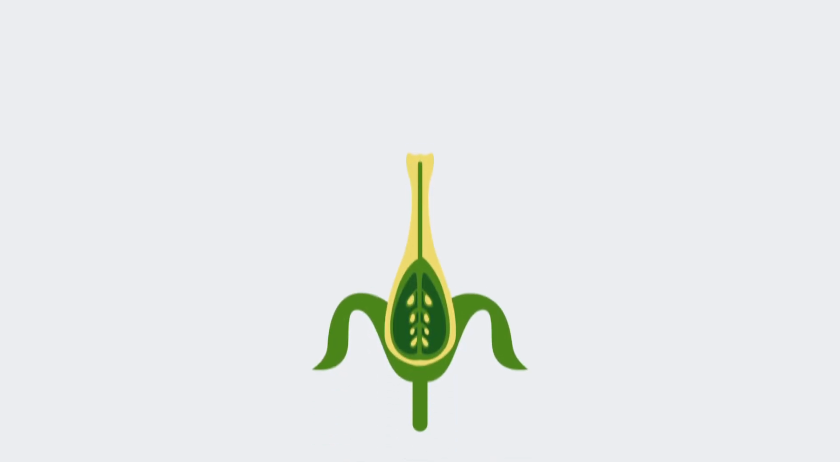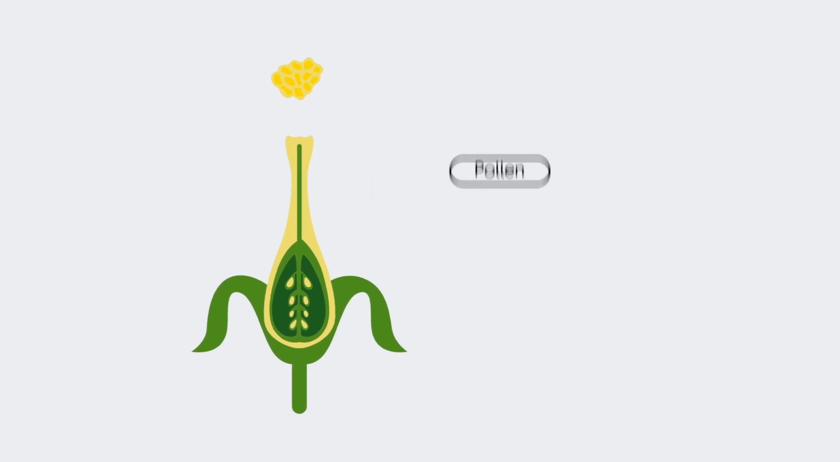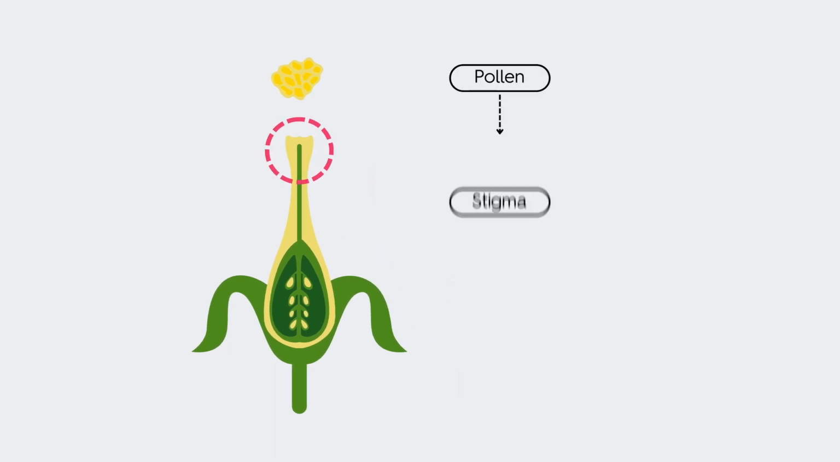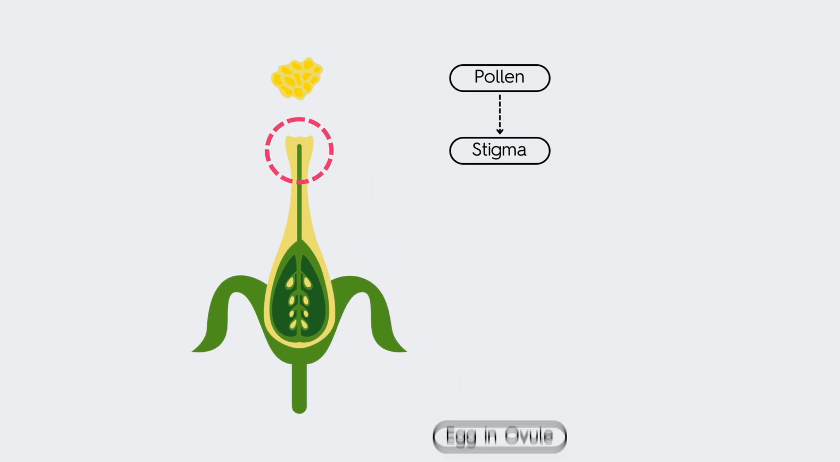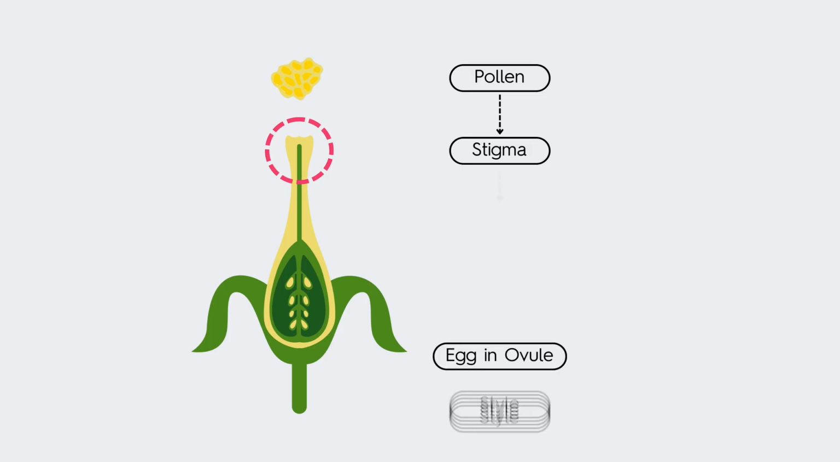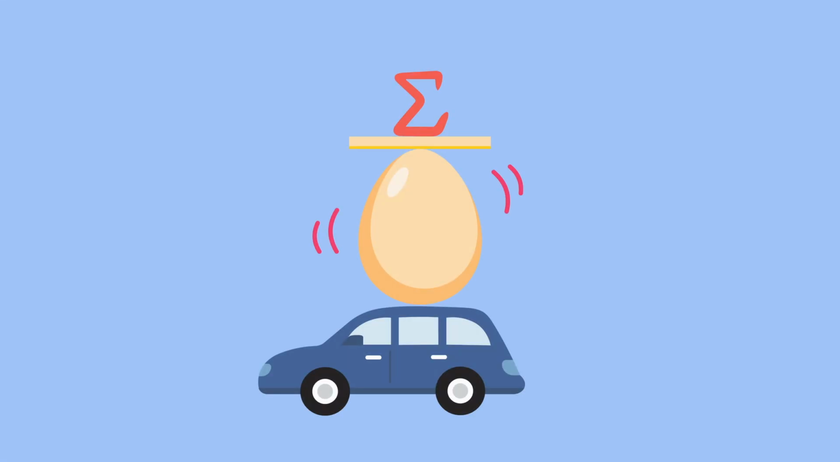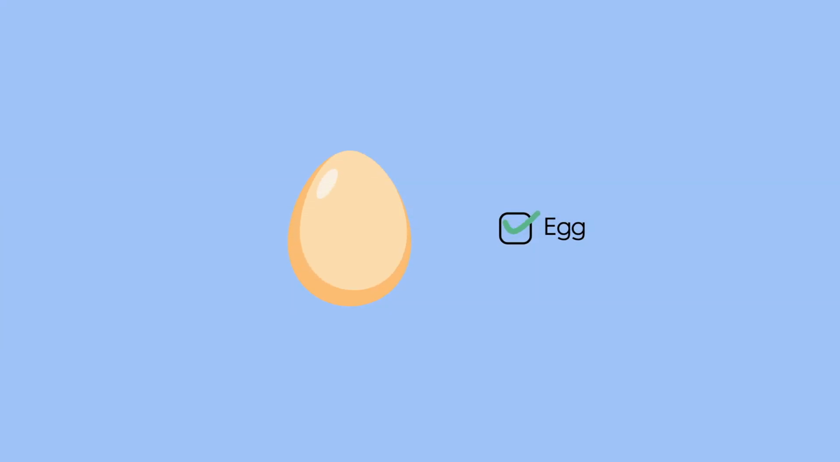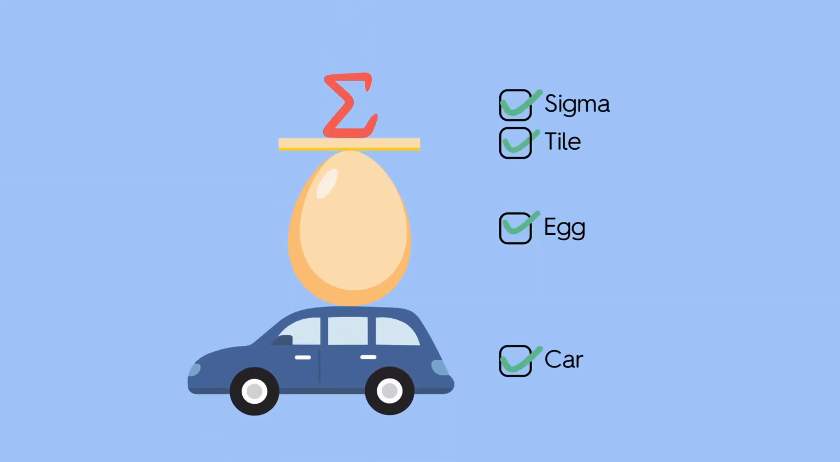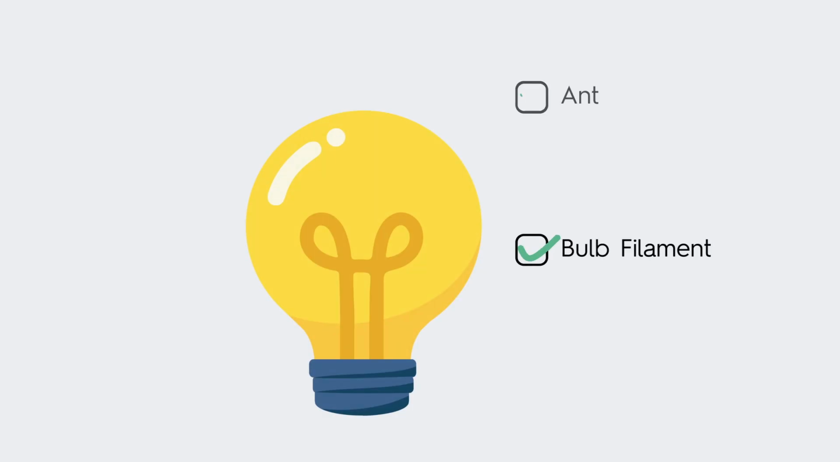Now connect this back to reproduction. Pollination puts pollen on the stigma. After that, the sperm still has to reach the egg inside an ovule, so the journey continues down through the style toward the ovary. Let's practice this trick. Look at the picture once, close your eyes, and replay it. If you can picture egg, tile, sigma, and the bulb filament, you can label every major part.